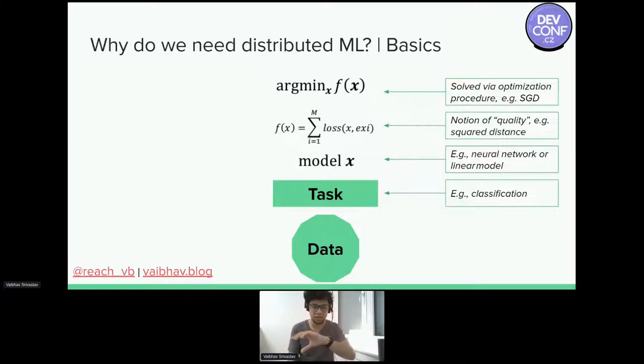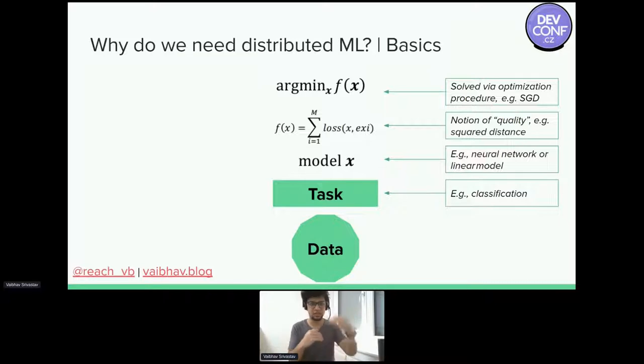Typically, this would all work synchronously. You will first have data, you will process it, then you will have the model, and then you pass your data to that model. You calculate the loss, and then you do this multiple times through epochs until your model is effectively trained.